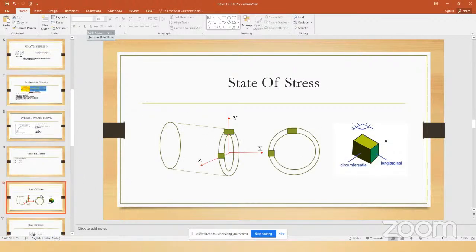Next slide is state of stress. For example, if you see this pipe, this is longitudinal stress. Which one is axial and which one is circumferential? We need to find out those things. You may say y is circumferential, radial, or z is circumferential, but it is not like that.